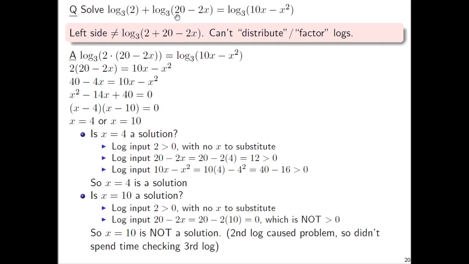So the second log here, its input caused a problem. We didn't even spend any time checking the third log. We already checked the second log. That's enough to say 10 is not a solution. So 4 is the only solution.